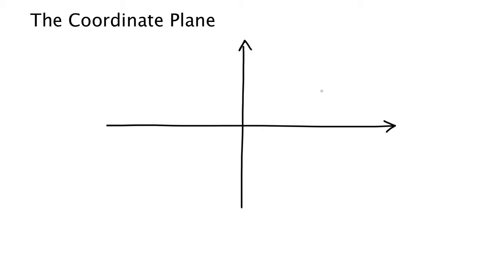So the coordinate plane is basically a plane where each point has coordinates. So here we have two lines. These are called axes. And the horizontal line is called the x-axis. And the vertical line is called the y-axis. And the point where they meet is called the origin.